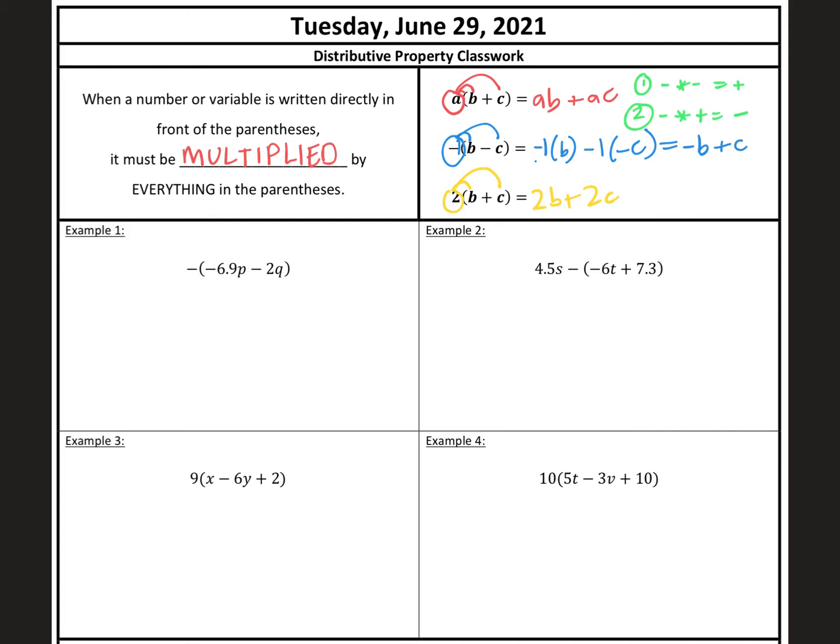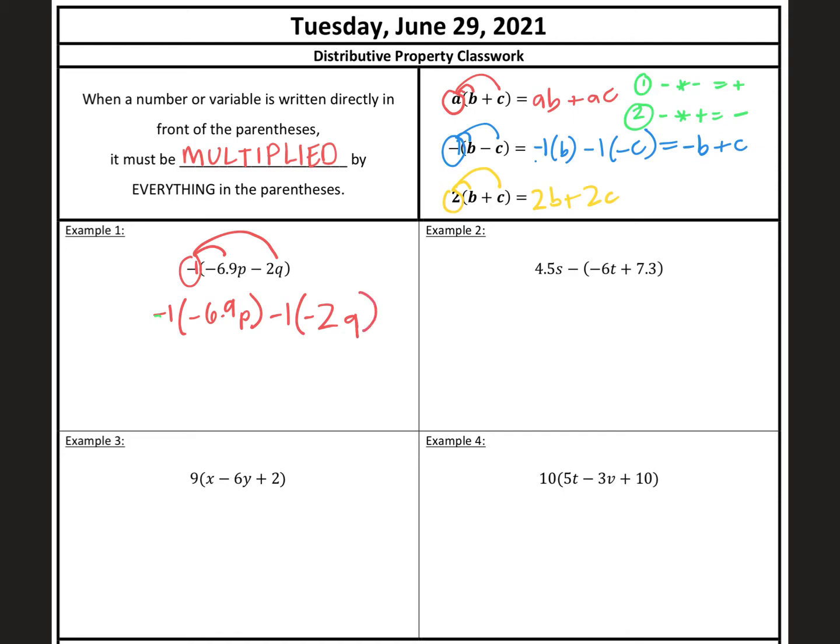So we are distributing. For example 1, notice you have a little negative out front, so that means there's a sneaky little 1 next to it. So I'm going to multiply each of those terms by -1. So I'm doing -1 times -6.9p, and then I'm doing -1 times -2q.